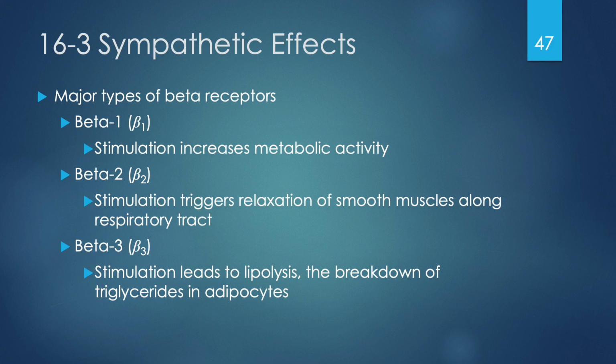And then the beta 3 receptor is going to be found primarily in adipose tissue. When this beta 3 receptor is stimulated, we'll have lipolysis occur, which breaks down triglycerides that are stored in adipocytes. And when that happens, it's released into our bloodstream for use by other tissues as a source of energy.